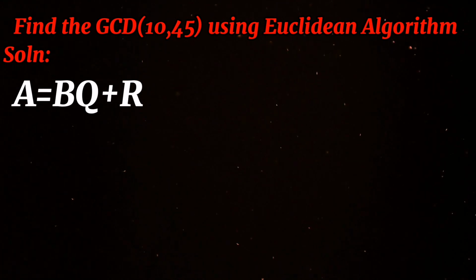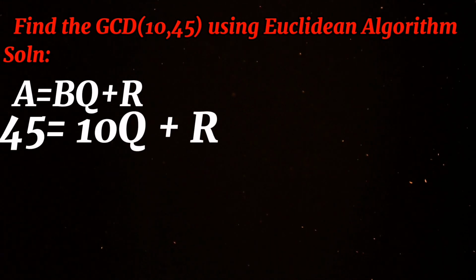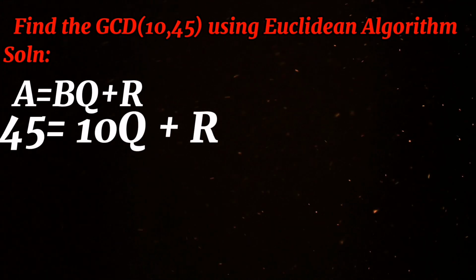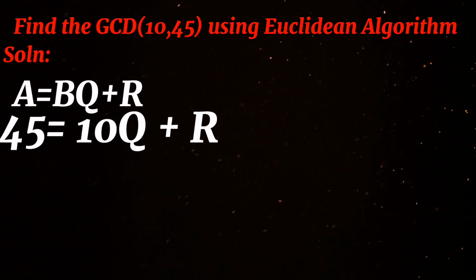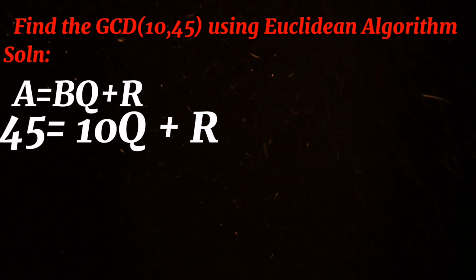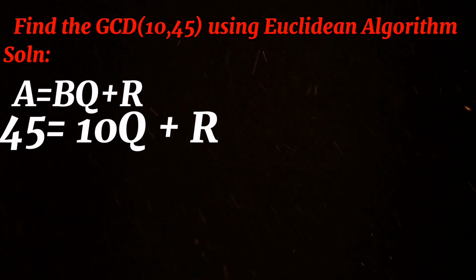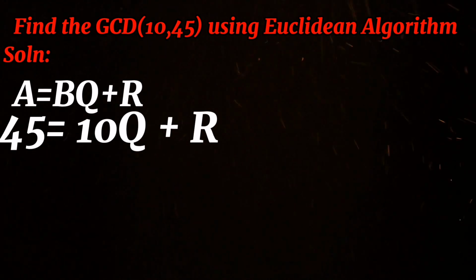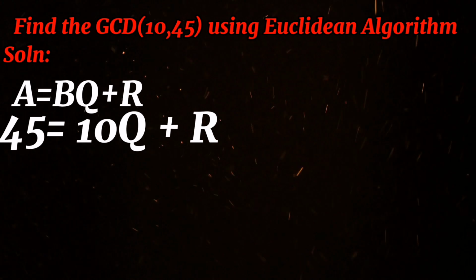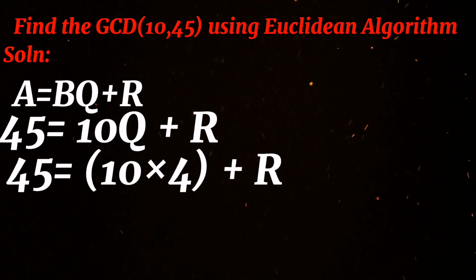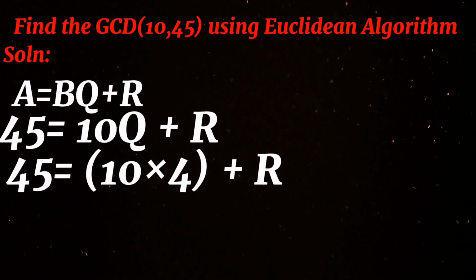So the question we are going to ask ourselves is, how many times can 10 go in 45? Now, the number of times 10 can be found in 45 is going to be our Q, which is the quotient. And obviously from this equation, 10 can go into 45 4 times. You can find 4 10s in 45.